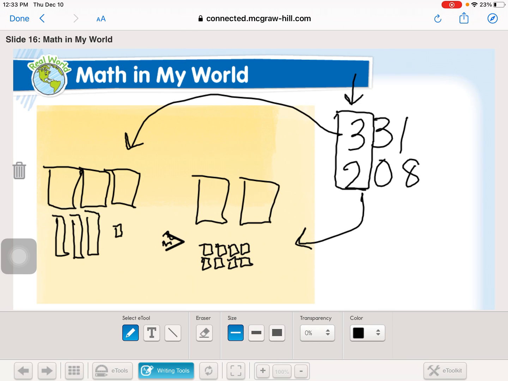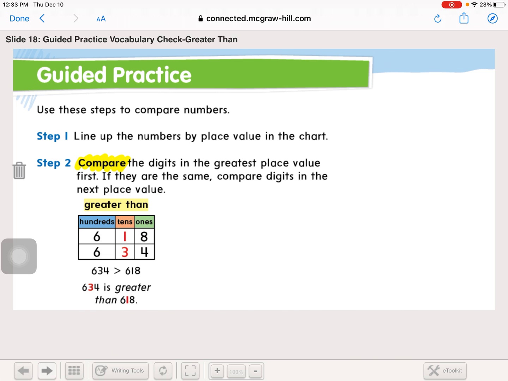Okay, once you have yours drawn on, you may move on to guided practice.